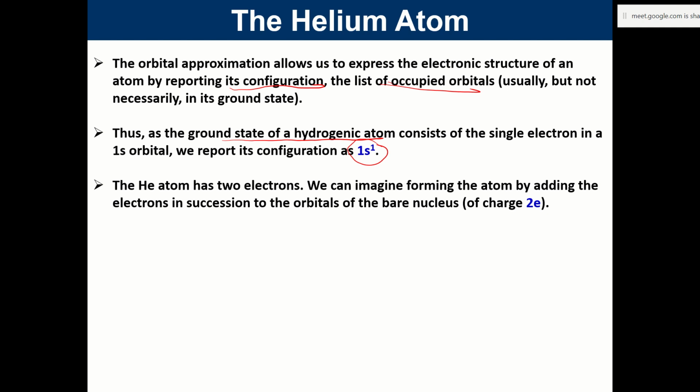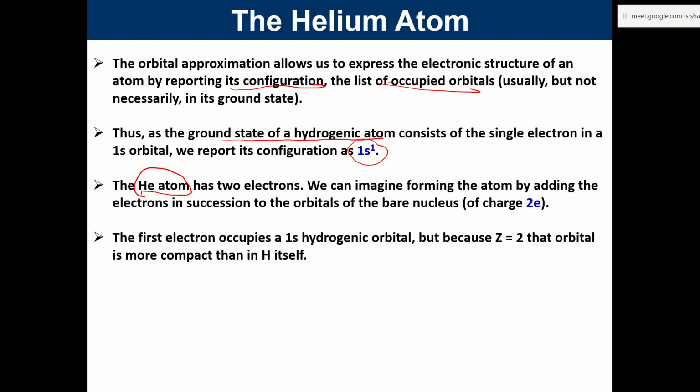The second electron, when we are talking about helium, it has 2 electrons. The second electron has to be added next to the orbital, so it goes to the same orbital 1s. There is a difference between the 1s orbital of hydrogen and the 1s orbital of helium. In what way are they different? Charge Z is different, so it will be drawn inwards.